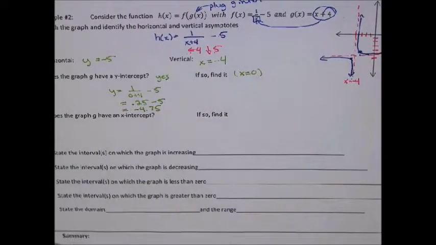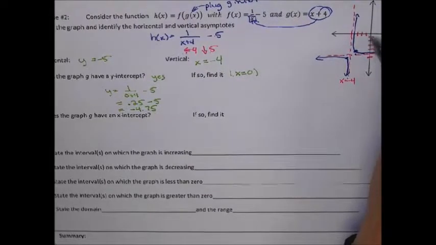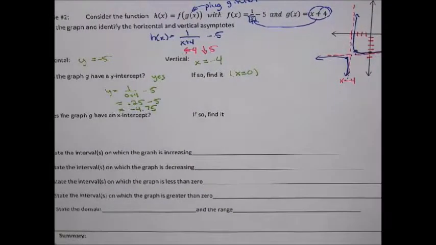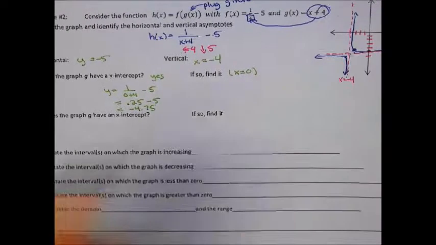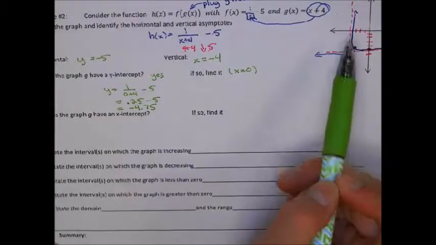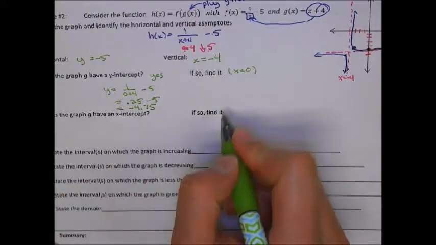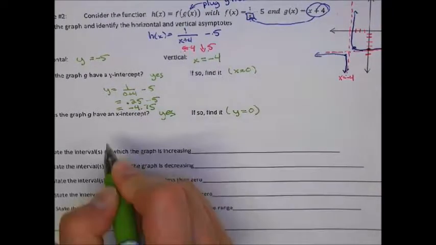Let's go ahead and plot that on here. That's going to be about negative 4.75 there. So our y-intercept's right there. Do we have an x-intercept? Well, let's look. Yes, we do cross the x-axis. So we're going to make y equal to 0.